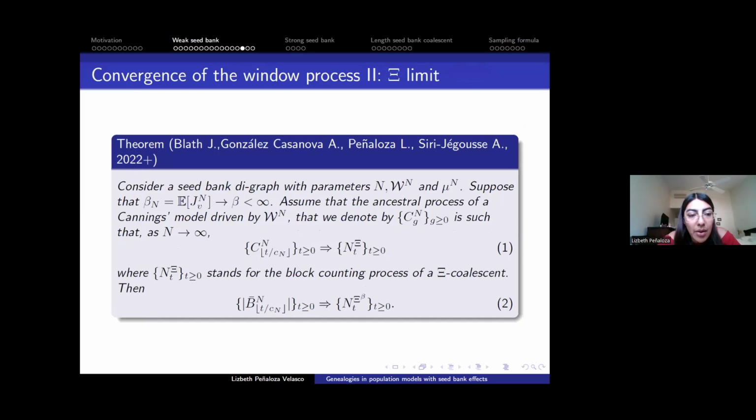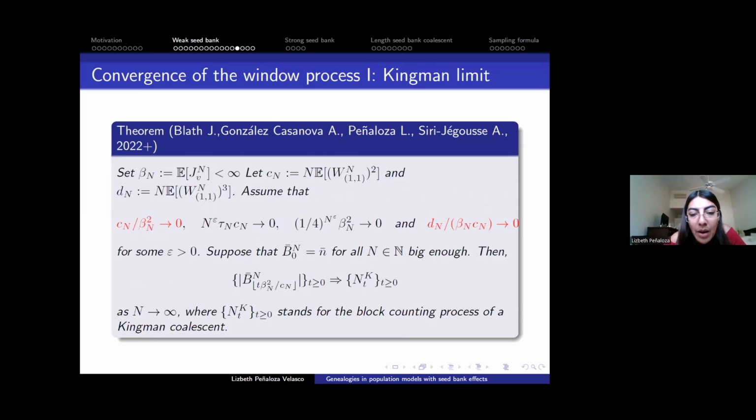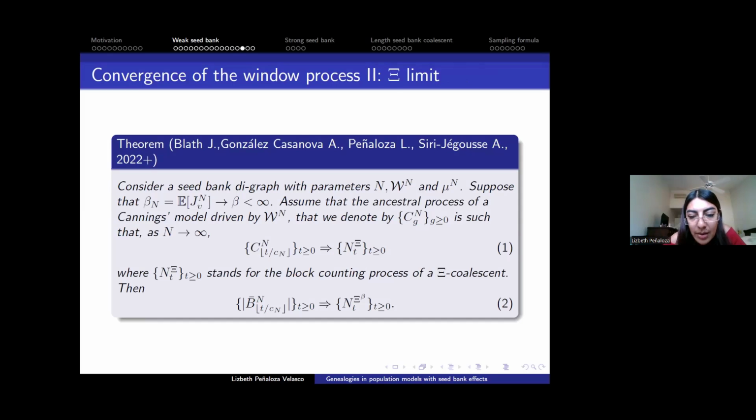And in the other case, if beta_n converges to beta, and we assume that the ancestral process of a Cannings model is driven by this probability measure, and we denote by C_n, such that C_n converges to a block counting process of the Kingman coalescent. In the case of the Wright-Fisher process, it converges to a block counting process of the Beta coalescent. Also observe that in this case, the process is rescaled by this constant, and the process converges to a block counting process of a Beta coalescent.